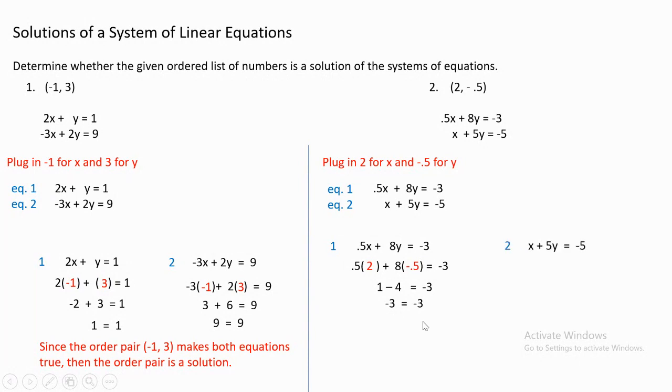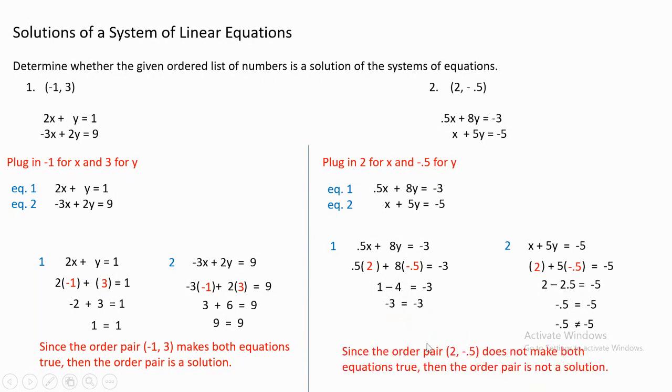So this is true. If this was false for number 1, say there was another number besides -3, then we stop there. But since it's true, we continue to equation number 2, and we plug in 2 for x and -0.5 for y. So here we get 2 minus 2.5, which is -0.5, and that equals -5, so this is not true. So that's not a solution. Since the ordered pair (2, -0.5) does not make both equations true, the ordered pair is not a solution. So number 1 is a solution, and number 2 is not.